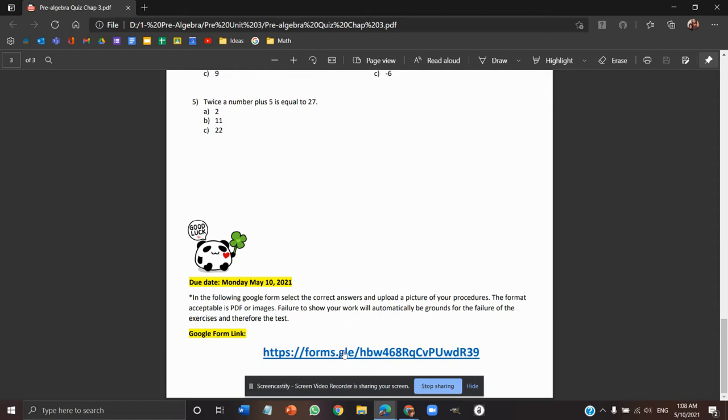And of course, you have the Google form. But before we go there, I really want to emphasize this part. In the following Google form, select the correct answers and upload a picture of your procedures. The format acceptable, again, you can upload a PDF or any type of image. Failure to show your work will automatically be grounds for failure of that exercise.